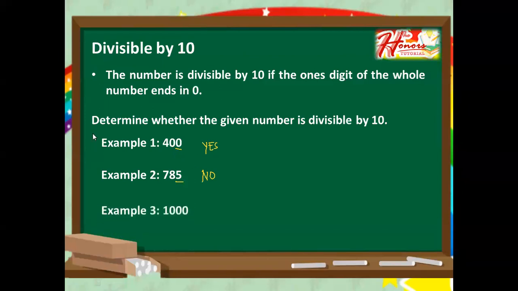Example 3, 1000. What is the last digit of 1000? That is 0, correct. Is it divisible by 10? Yes. Why yes? It is because it ends in 0.